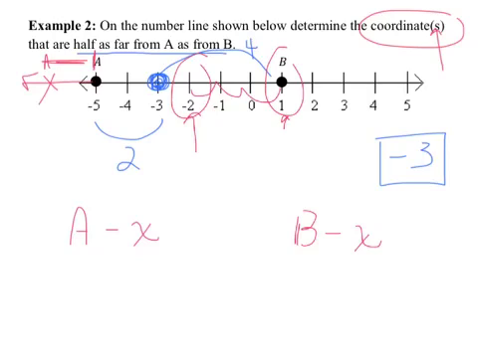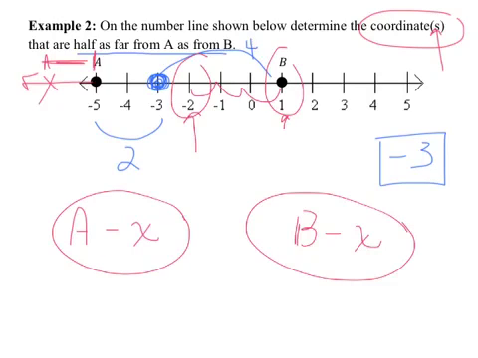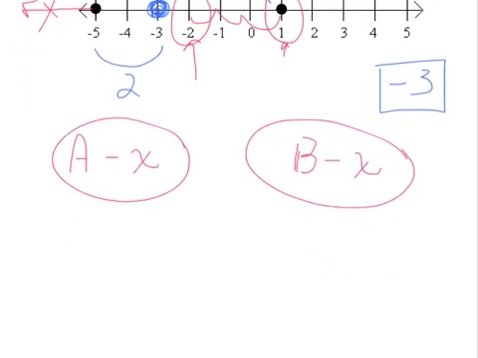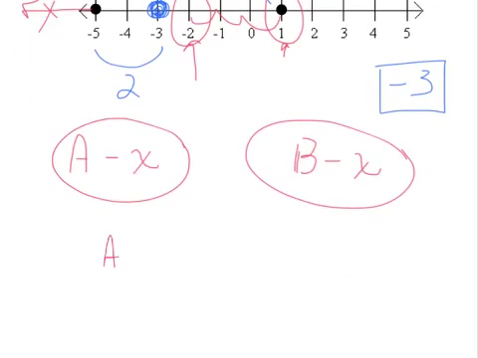But we were told a minute ago that the distance from A is half that of B. So if I took this distance here, and compared it to this distance as a ratio, it should equal 1/2. It's half of the distance. So here's what I'm going to do. I'm going to say that A minus X over B minus X is really equal to 1/2.